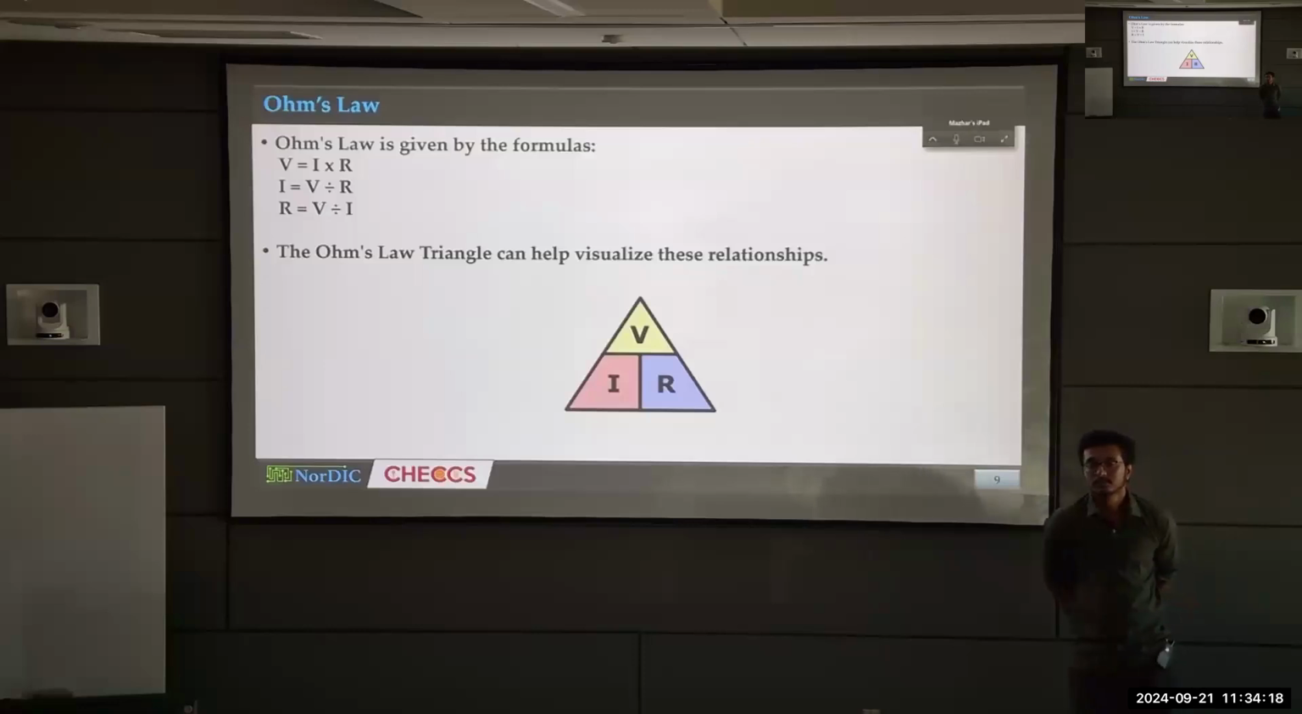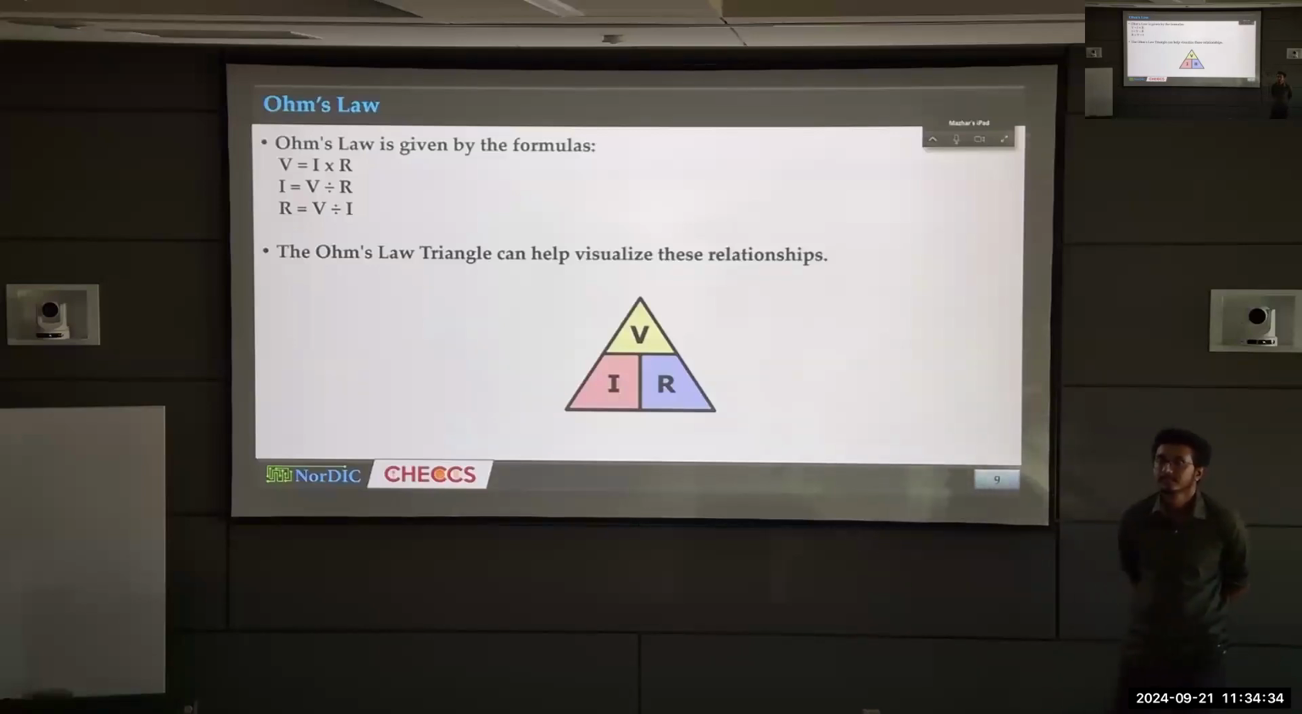So his next question: how do we calculate this resistance? Is there a way to predict this resistance? That's what we're going to talk about. But always the ratio between the voltage and current is constant over an element, which is called the resistance.